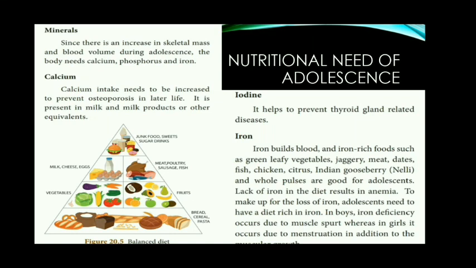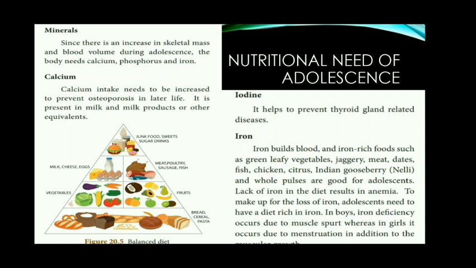Calcium also needs to be taken to prevent osteoporosis in their later life. Calcium is present in milk and milk products or other equivalents. Iodine helps to prevent thyroid gland related diseases.